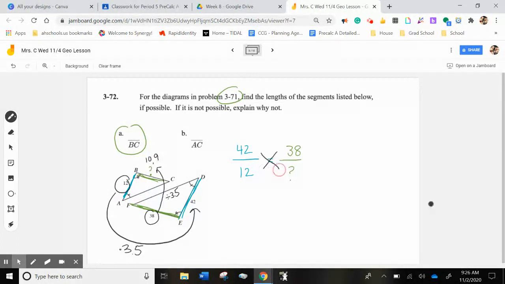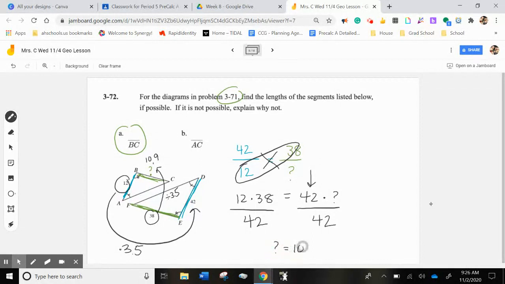And you also could cross multiply. 12 times 38 equals 42 times question mark. Solve for the question mark by dividing by 42. So if you typed 12 times 38 divided by 42 in your calculator, it would still give you that 10.9.